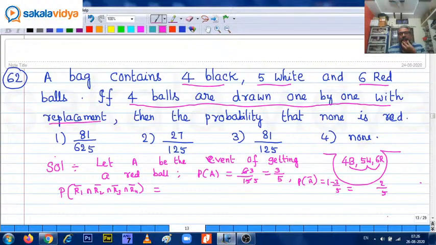Say this is R bar, you say this 2 by 5 into 2 by 5 into 2 by 5 into 2 by 5. This will be 2 2s are 4, 4 2s are 8, 8 2s are 16, 16 upon 625. So fourth option is the none. Yes.